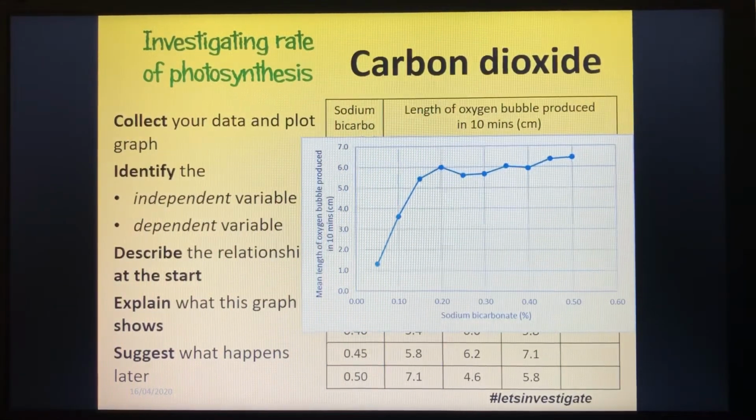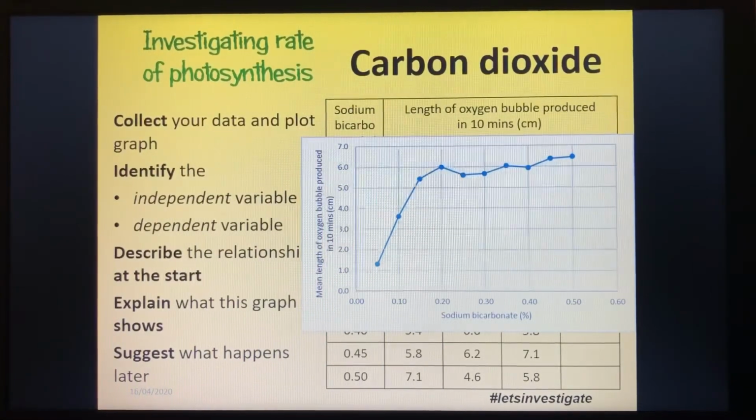And beyond that, so suggest what happens later, you can add as much sodium bicarbonate as you want. It makes no more difference to the rate of photosynthesis, therefore no difference to the growth of the plant. There's no benefit to it. So we'll stick with saying that our optimum, and you can mark it on your graph if you want, is 0.2% of sodium bicarbonate. So that takes us to the end of this lesson.